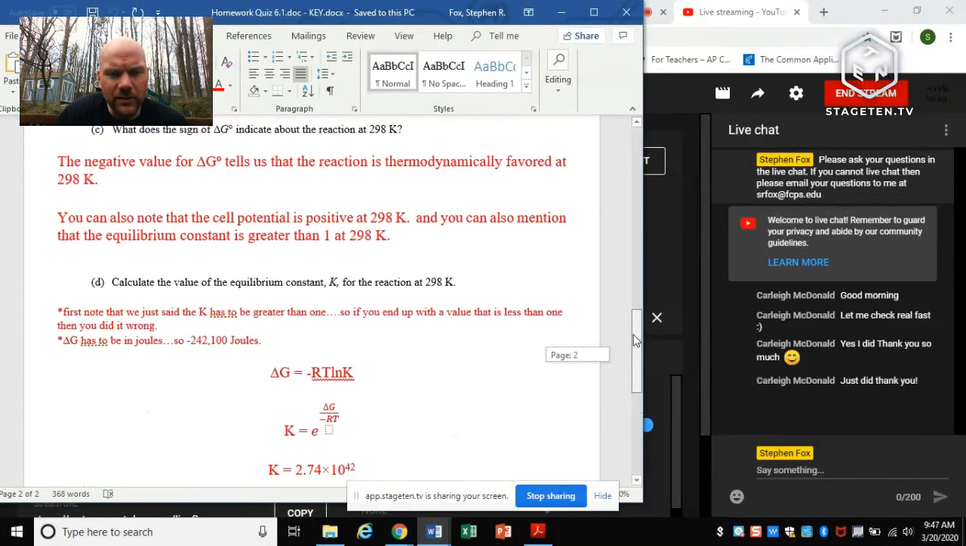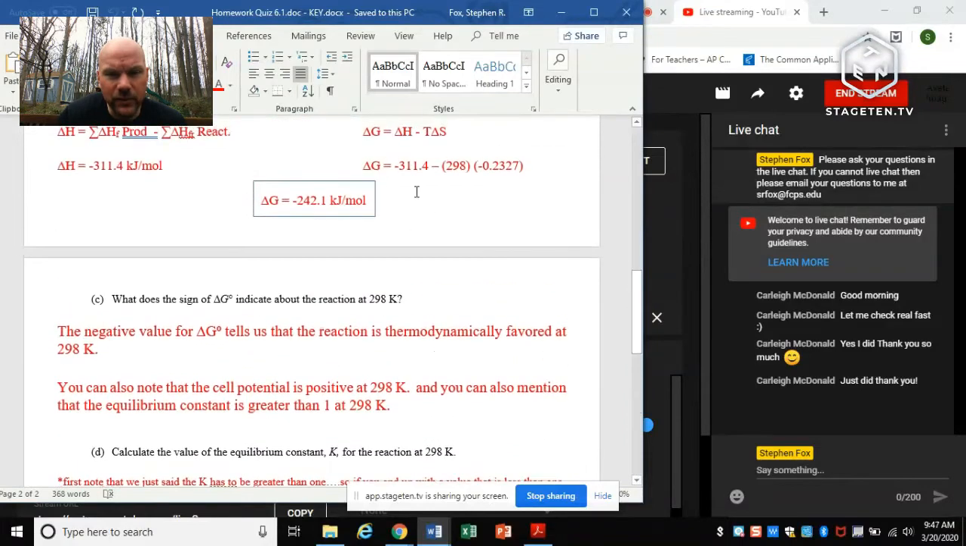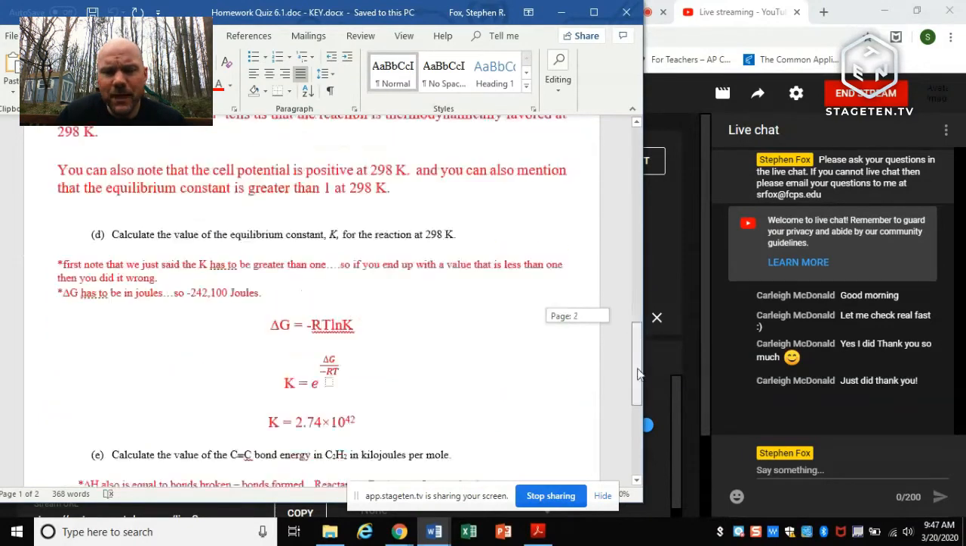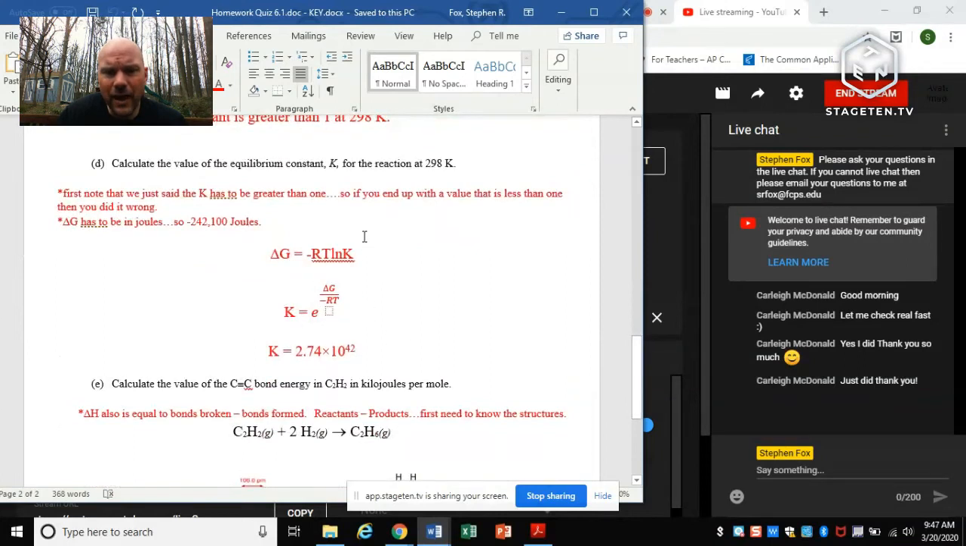And then also make sure your answers agree. A lot of people did get a negative delta G, and even if they got the wrong value, if they got a negative delta G for this part, then they still got the answer correct for here. They knew it was thermodynamically favored. And I did read down, so if you put a positive delta G here and you said the reaction wasn't spontaneous or wasn't thermodynamically favored for part C, then you got credit for that, even though it should have been a negative delta G.